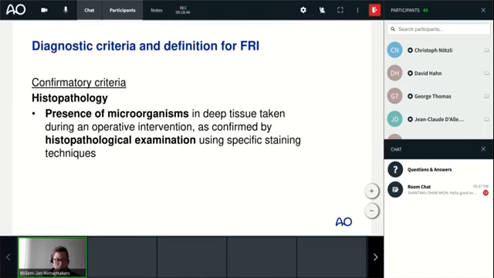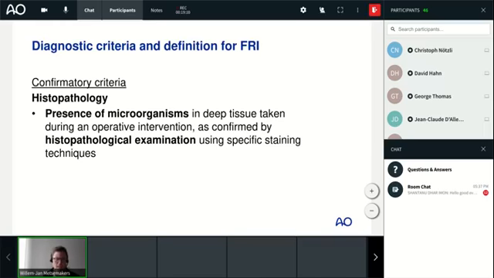Histopathology, also an interesting field, was also included as a confirmatory sign. The first sign is the presence of microorganisms confirmed by histopathological examination using specific staining techniques. We focus here on TB, but also fungi. In the definitions of fungal infections, this is a criterion that is also included for other implant-related infections.